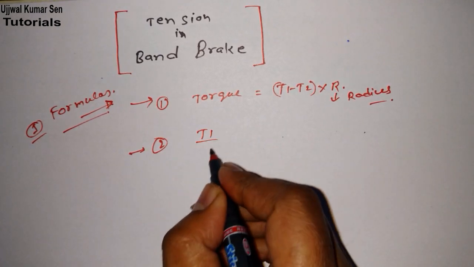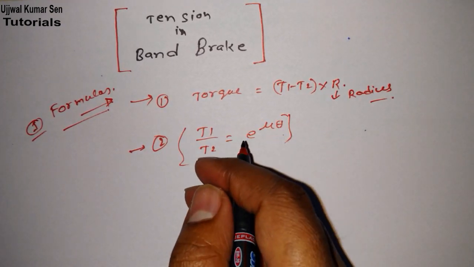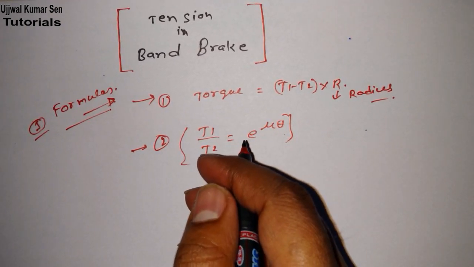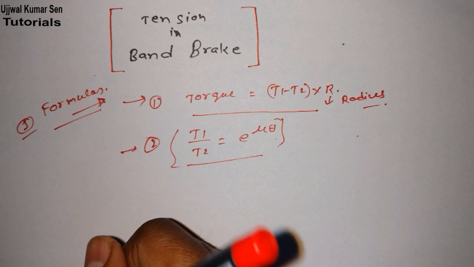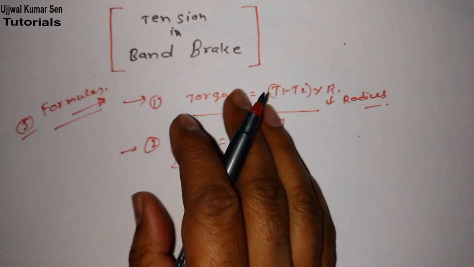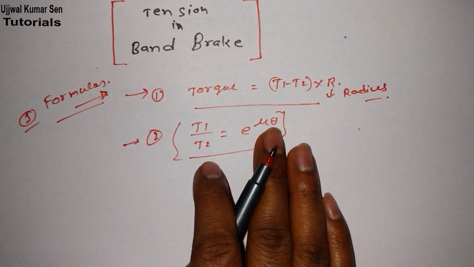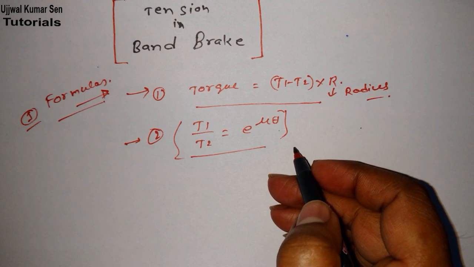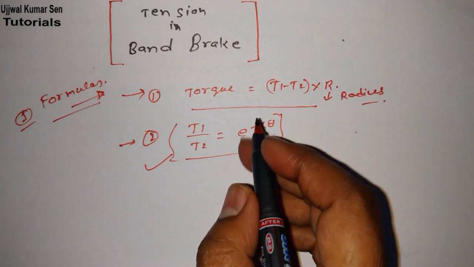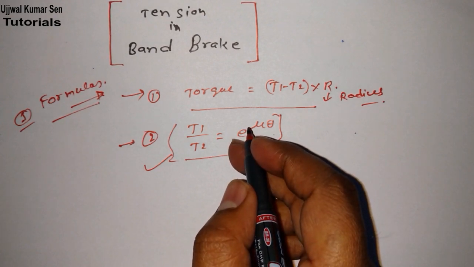And another ratio that is important is T1 by T2 equal to e to the power mu theta, right? So these two formulas play the most important role in case of band brake. I have solved a few numerical problems that were already asked in GATE previous years, and if you want to solve numerical problems, then you can go ahead. I'm going to share that numerical problem in this tutorial only. So basically you require these two formulas. I have already shared how to implement this formula, because based on it they have asked a question in GATE previous year.